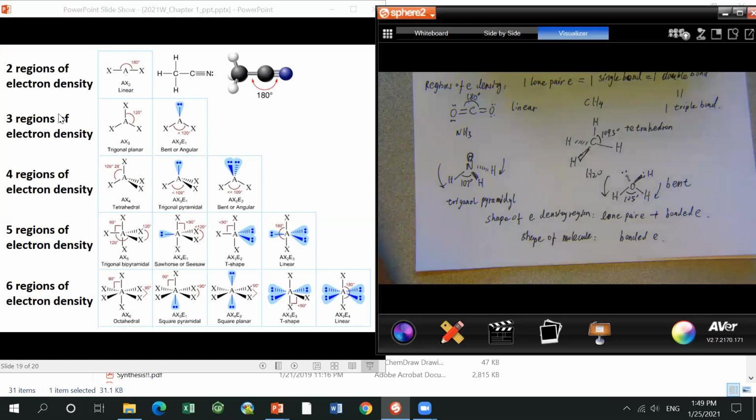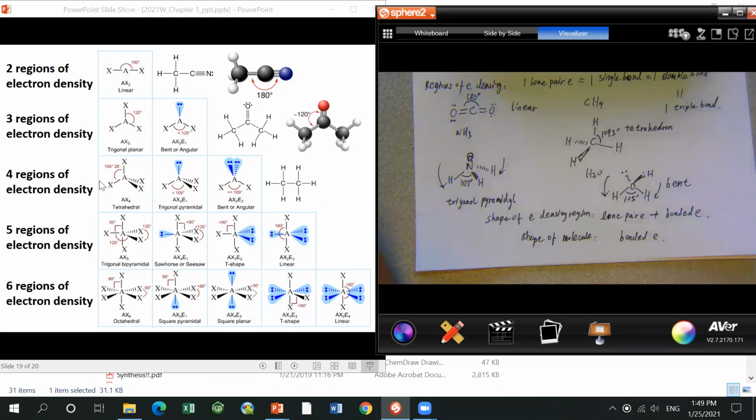Three regions of electron density really depends on how many lone pairs and how many bonds. If three single bonds, it should be trigonal planar, with a 120 degrees bond angle. And if it's one lone pair and two single bonds, it should be bent, with less than 120 degrees. For example, this center carbon should be trigonal planar, 120 degrees.